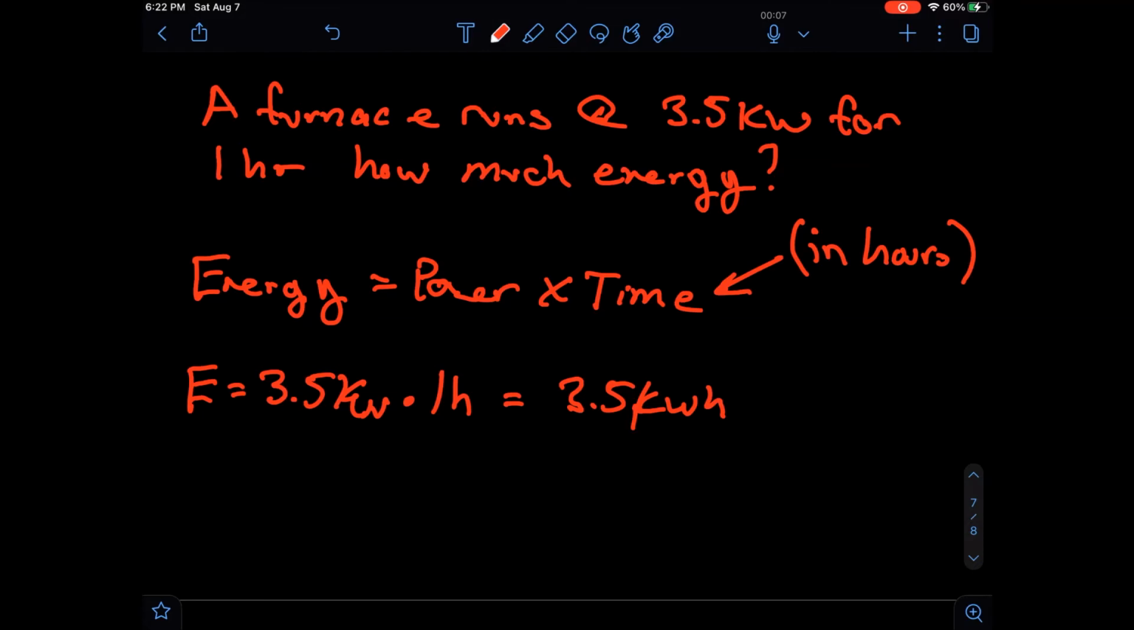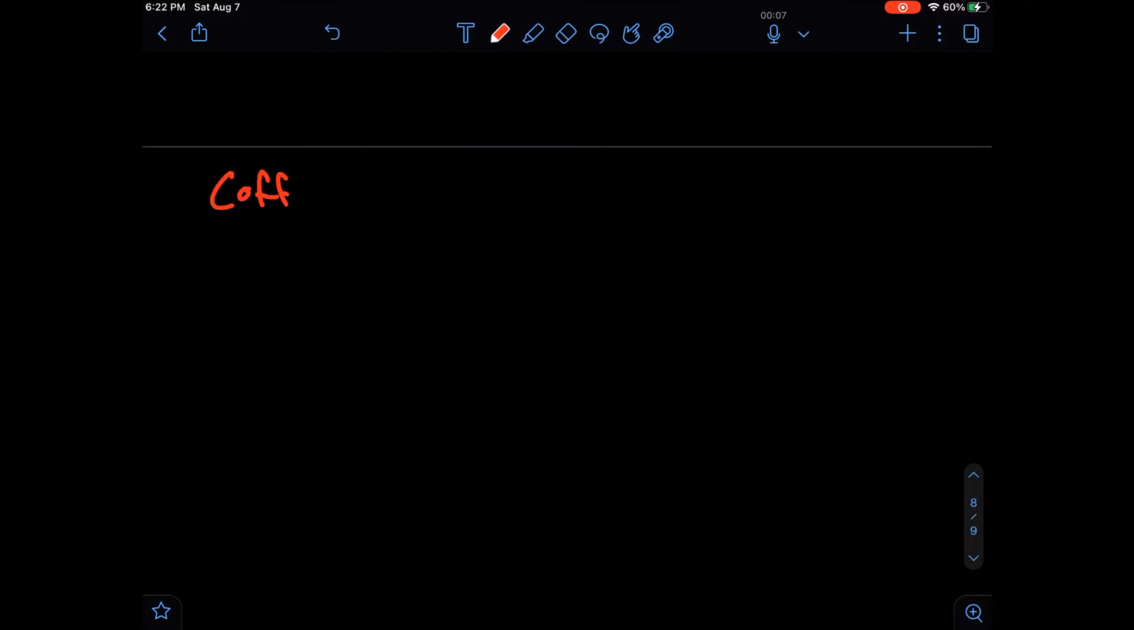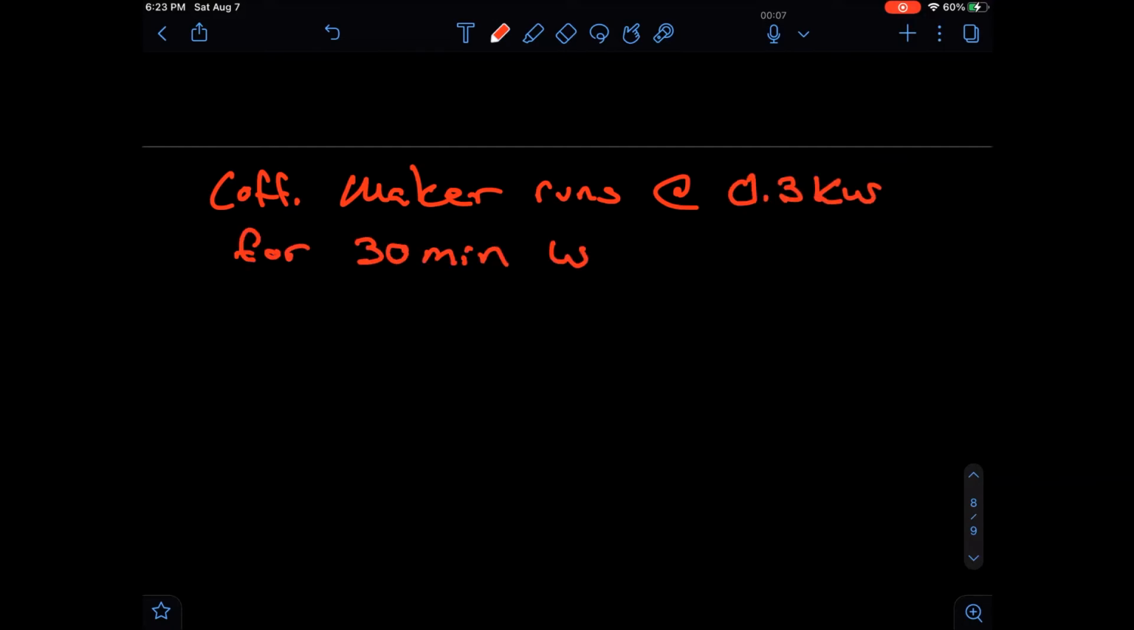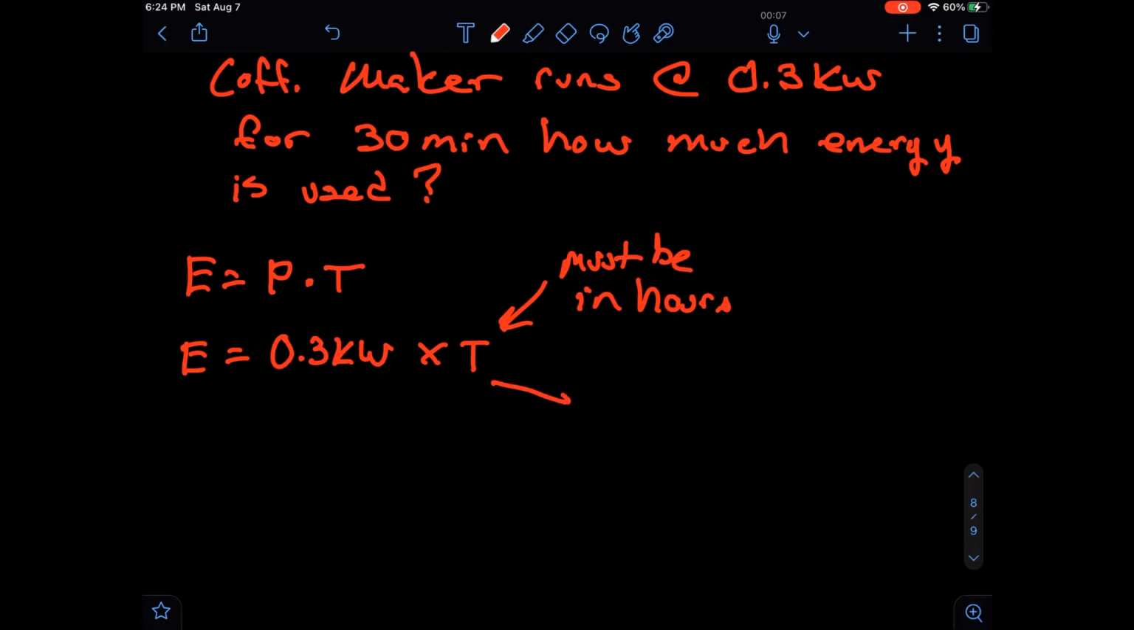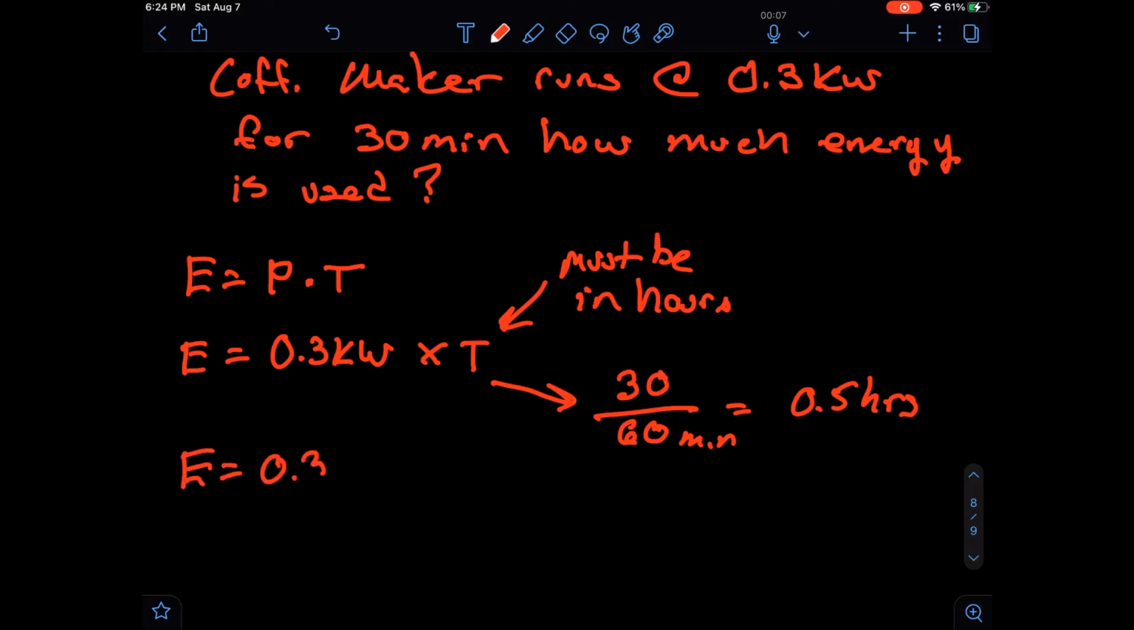So let's say now that I have a coffee maker that draws 300 watts, or 0.3 kilowatts, for 30 minutes. What's my energy consumption? Again, my energy is my power times my time. So I take my kilowatts, 0.3, times my time, but this must be in hours. So 30 minutes divided by 60 is 0.5 hours. Now I take my 0.3 kilowatts times 0.5 hours, and I have my kilowatt hours, which is 0.150 kilowatt hours.